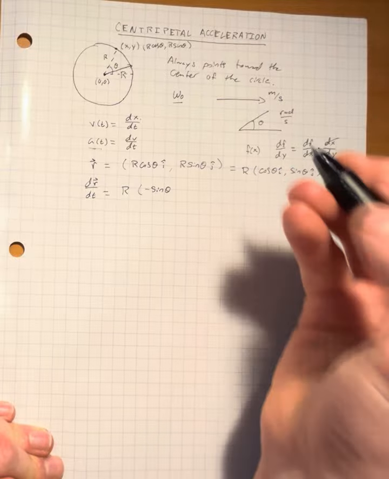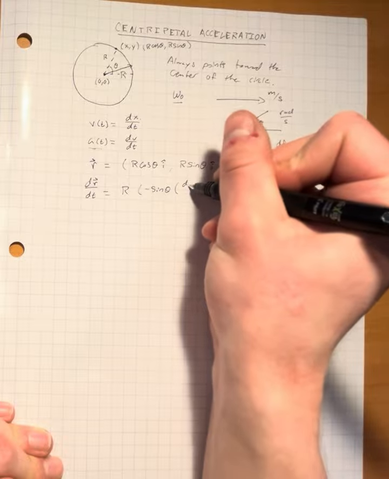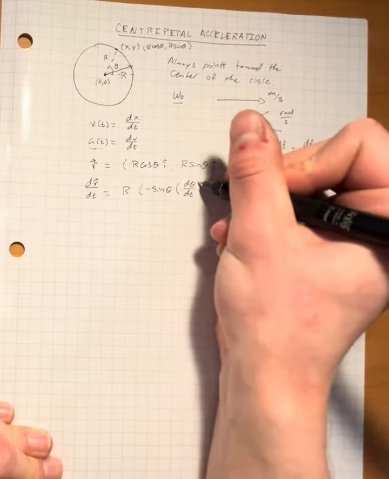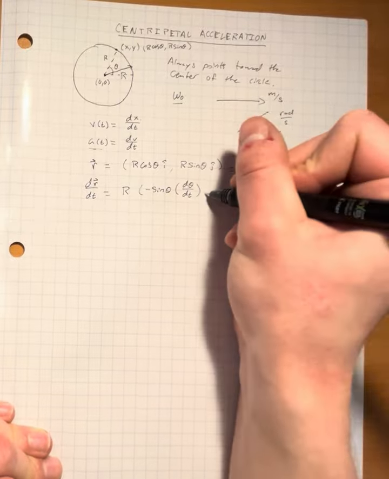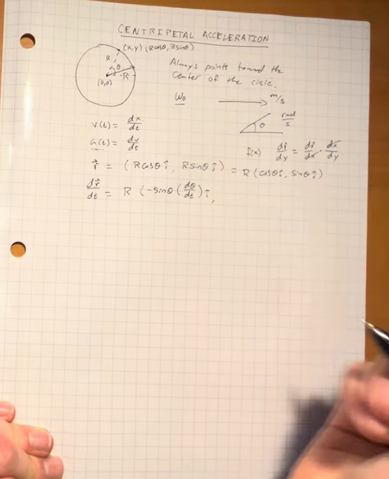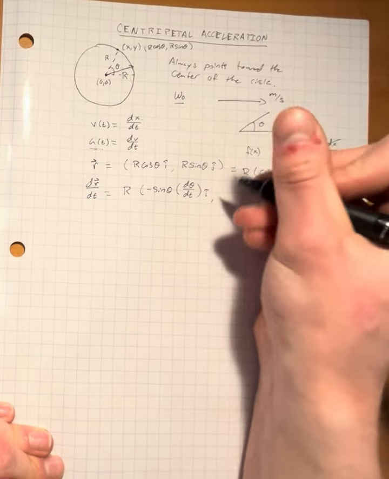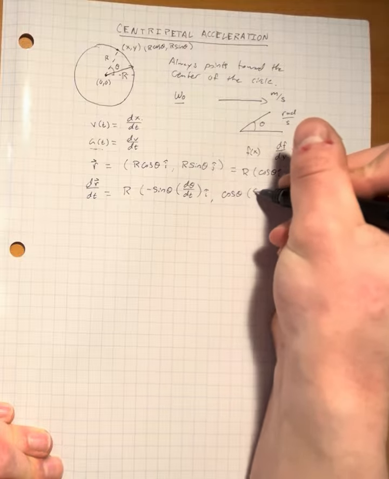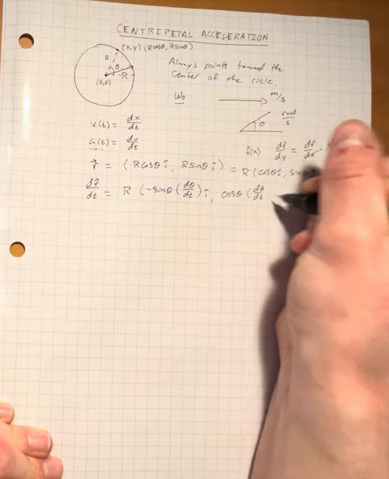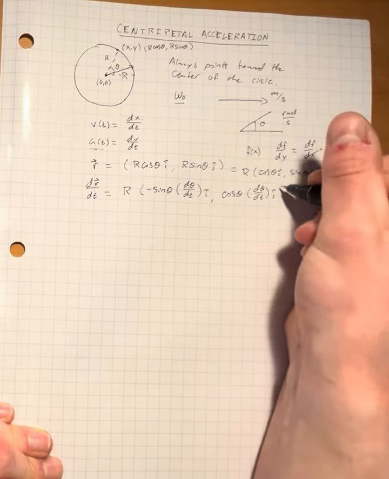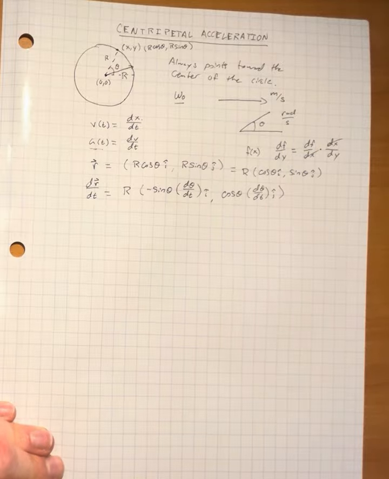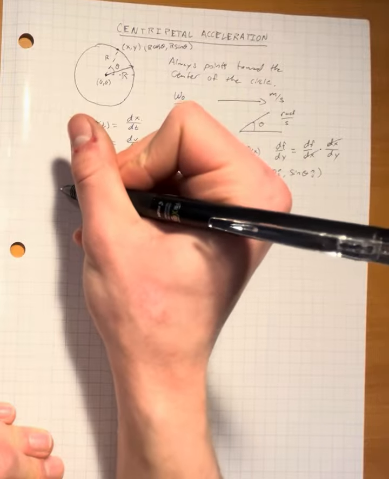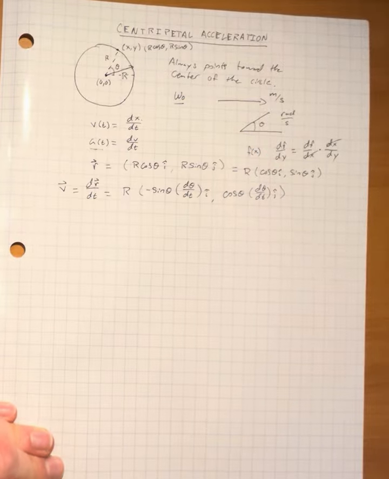And the derivative of theta with respect to time, I don't know what that is yet. Well, I do, but I'm not going to tell you yet. I'm just going to write it as d theta dt, i hat. Same thing for j hat. Derivative of sine with respect to theta is cosine theta, and then d theta dt, j hat. Cool. That is my velocity vector.